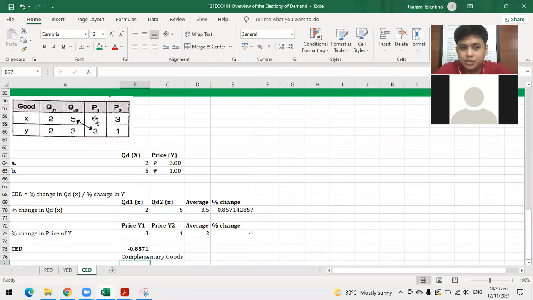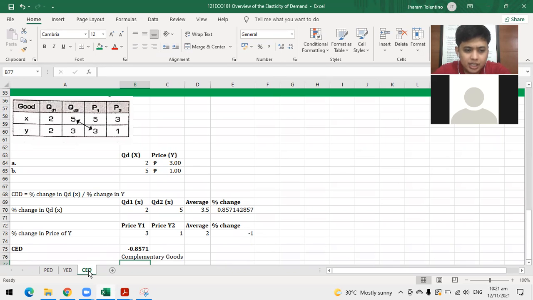From 5 pesos, the price of the car became 3 pesos. 3 million, let's say. Take note of the quantity demanded for gasoline: from 2, it became 3. So that's how complementary items work. Narinig po? Pag nagmura yung price ng isa, dadami yung consumption ng isa po.